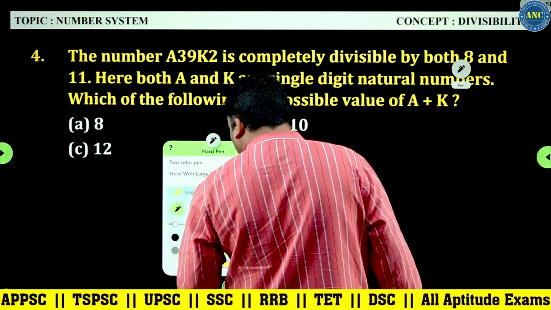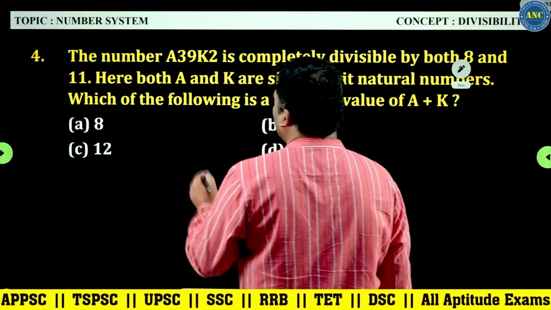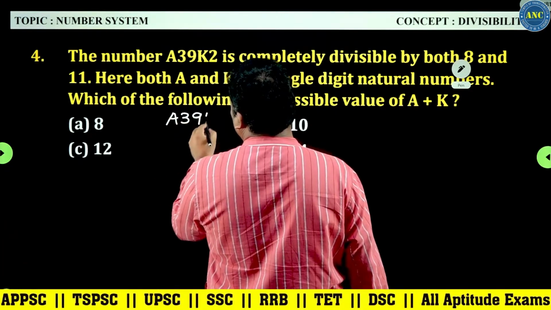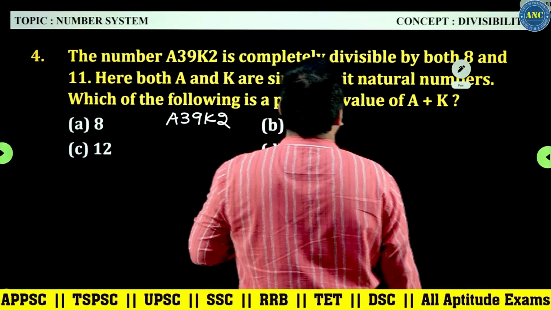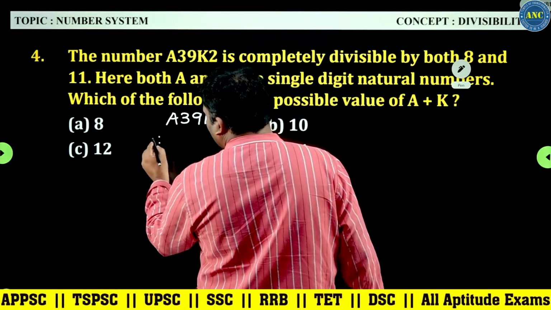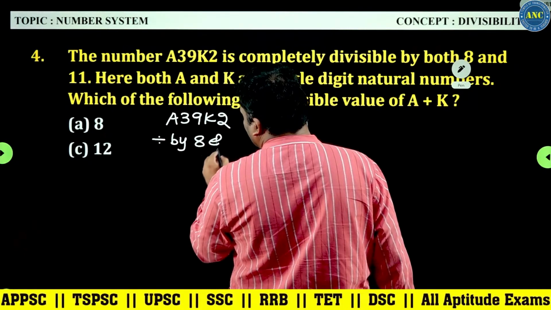Please read the fourth question. The number A39K2 is completely divisible by both 8 and 11. The number is perfectly divisible by both 8 and 11.